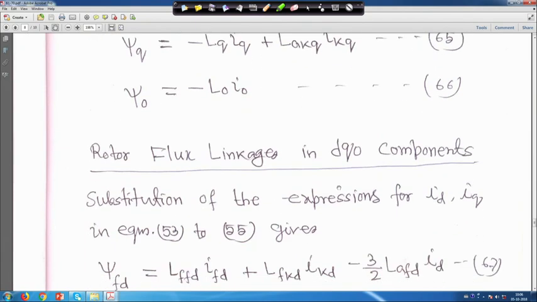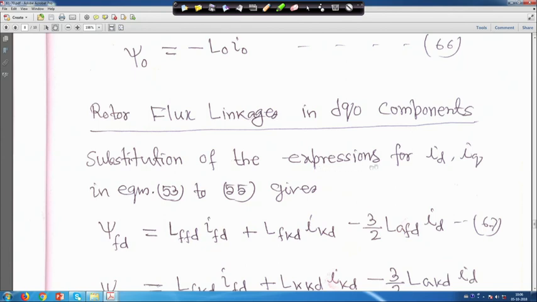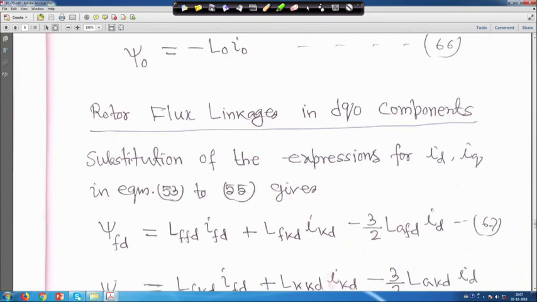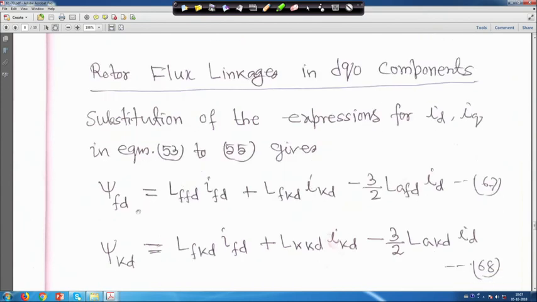Next is the rotor flux linkage in your dq0 components. Here also is the substitution of the expressions for I d, I q in equations 53, 54 and 55. You just put the expressions of I d and I q, then you will get this expression. This I request you to derive. Again and again I am telling, because it will take a few more pages.